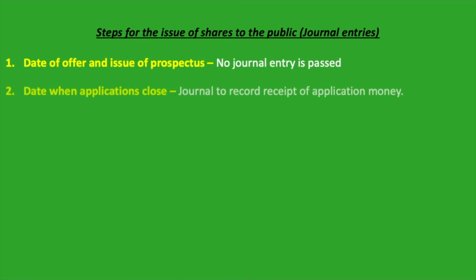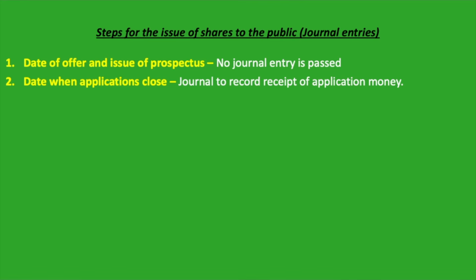The second thing that happens there is the date when applications close. What do we do in this case? Remember, when applications close, no one can buy shares at that particular point. So we do a journal to record the receipt of application money. Remember the dates when applications close. That's when we'll know, okay, how much money have we received in total and for how many shares. So we have to do the journal entry to record the receipt of application money. These are those who have applied for shares in our entity. All right, so you do a journal entry at that specific date when the applications are closing and you have the information of how many bought the shares.